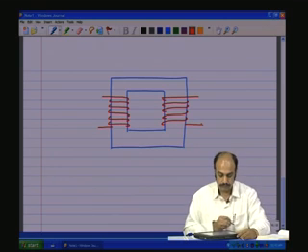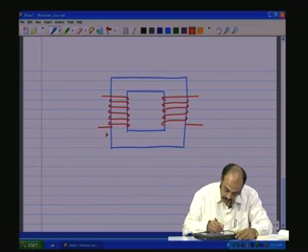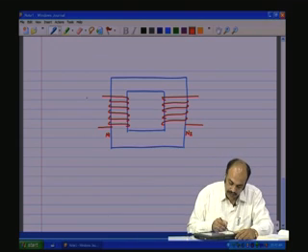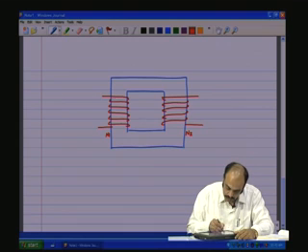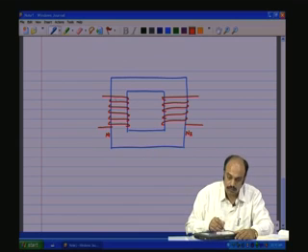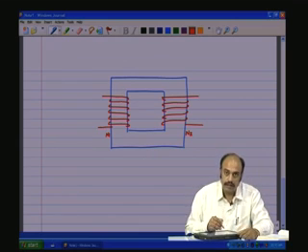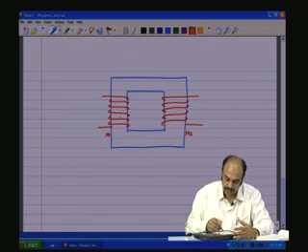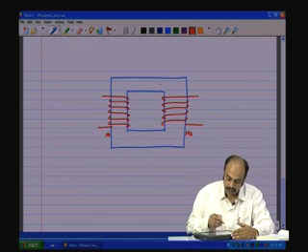As shown here, this has N1 and N2. Now, there is a current flowing through this coil, and this N1 I1 is going to produce a flux phi m in the core. So, let us say this is an ideal transformer, which means that all the flux is flowing through.